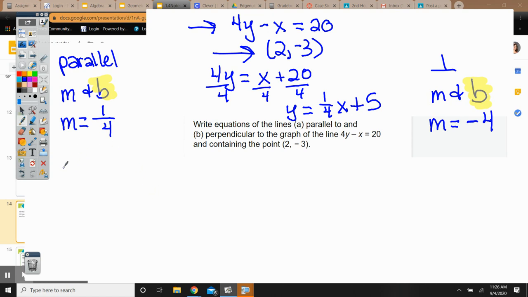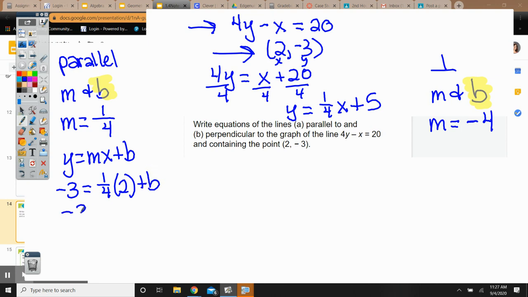So you can use mx plus b, and I'll use mx plus b here, or you could also do the point slope formula if you like that better. So I'm going to do mx plus b. I'm going to use my point and plug this in for x and y. So I have -3 equals m, which was 1/4, times 2 plus b. -3 equals 1/2 plus b.